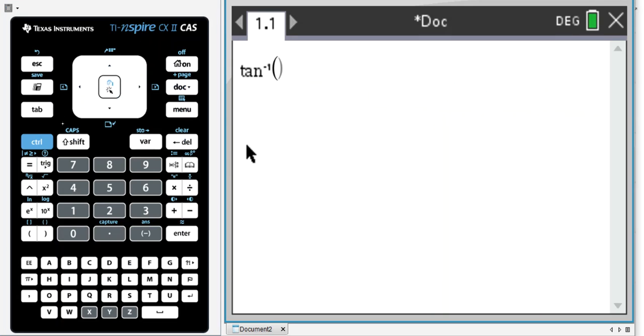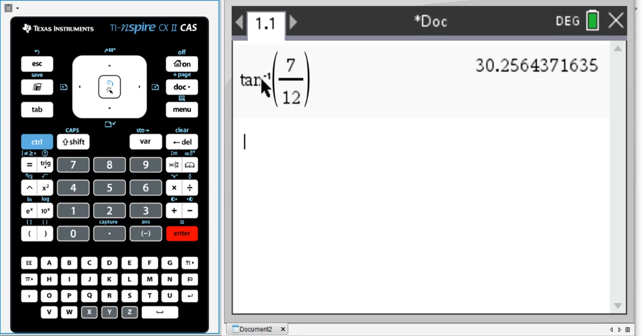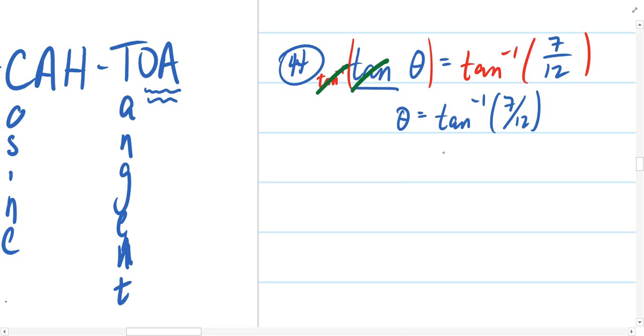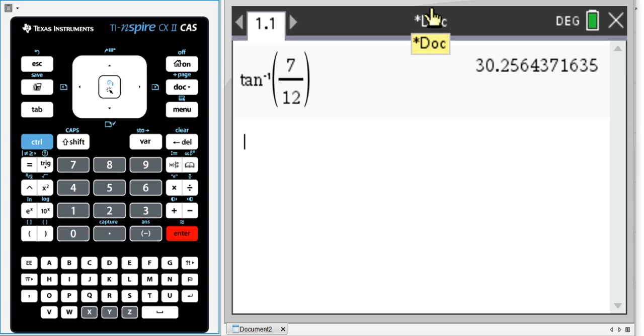So if I press the trig button and then ask for the tangent inverse command, I can write 7 divided by 12 and press enter, and we see our result as 30.2564. So this angle measure is apparently 30.2564 degrees. Now, if you are using one of my TI Nspire calculators in the classroom, double check to make sure that it says degree in the top right-hand corner. If it says RAD for radian, then you're going to get results that are not correct.